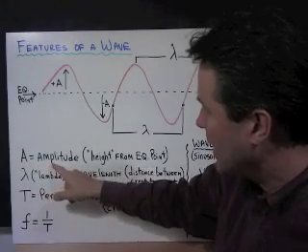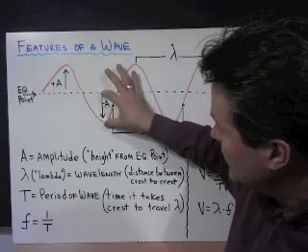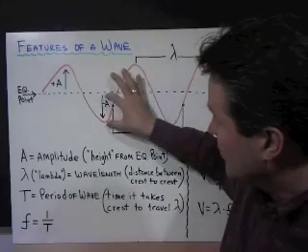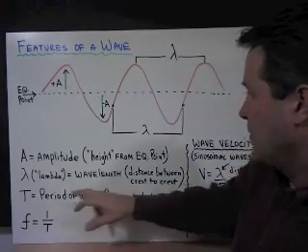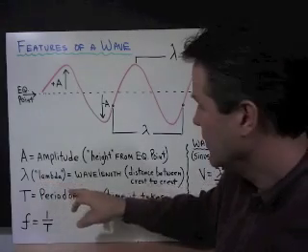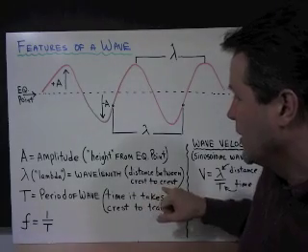So A means amplitude, and that would be the height of the wave, or you could say the depth of the trough. This would be positive, that would be negative. Lambda, as we mentioned, that's Greek letter lambda. That would be the wavelength, and that's the distance between crest to crest.